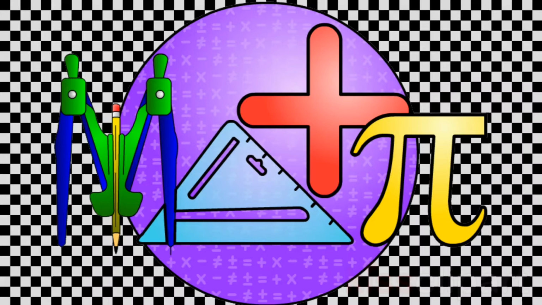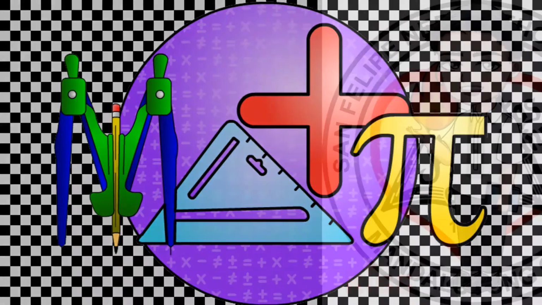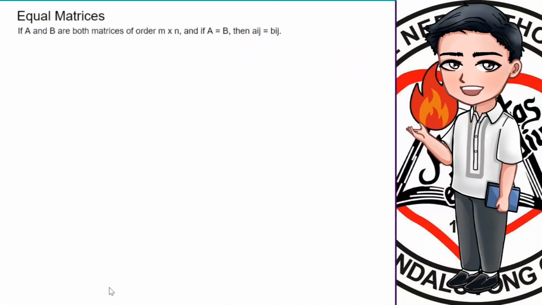Good day, everyone. So our lesson for today is about equal matrices. So what do you mean by equal matrices? If A and B are both matrices of order m by n, and if A is equal to B, then A sub ij is equal to B sub ij. So it only means that whatever is in the position of A sub ij is just the same as the element in B in the position B sub ij.